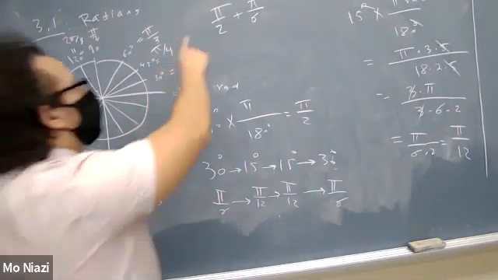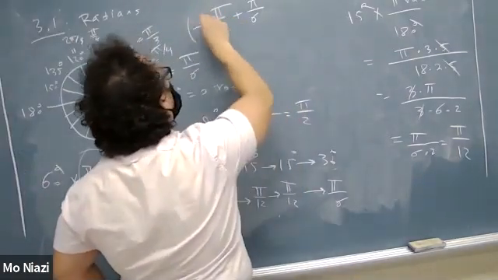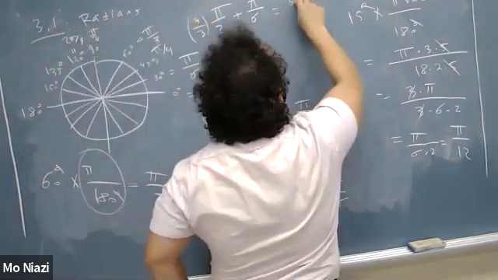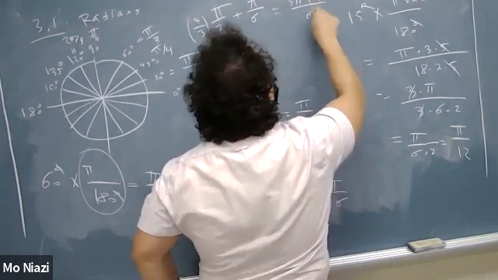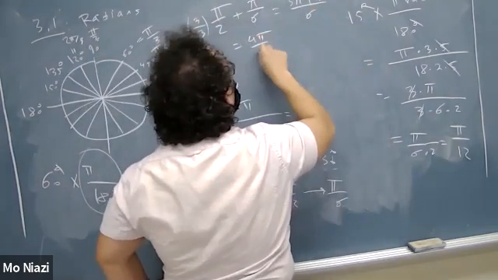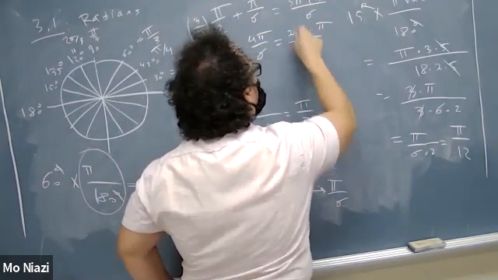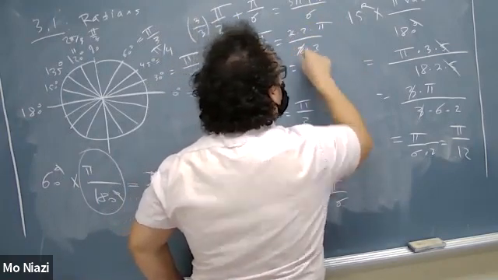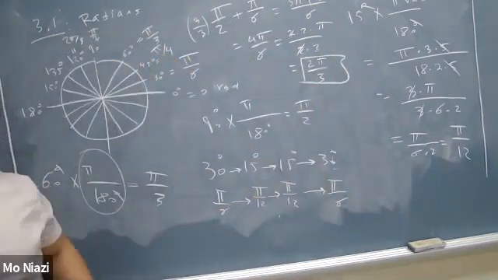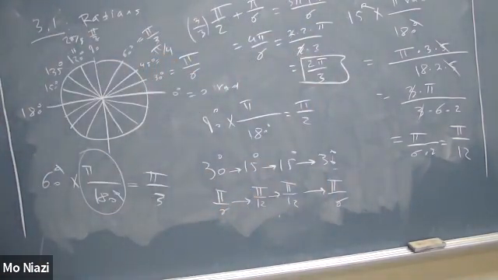Let's check. Multiply top and bottom by fancy number 1 to establish a common denominator. So I get 3 pi plus pi all over 6. This is 4 pi all over 6. This is 2 times 2 pi over 2 times 3. Cancel, cancel. That's 2 pi all over 3. So do this process and you can derive all the special angles.